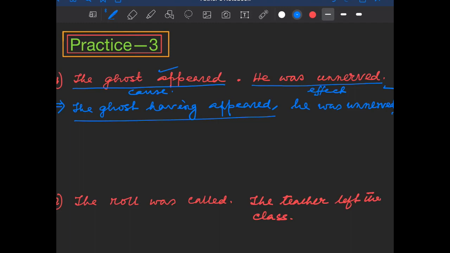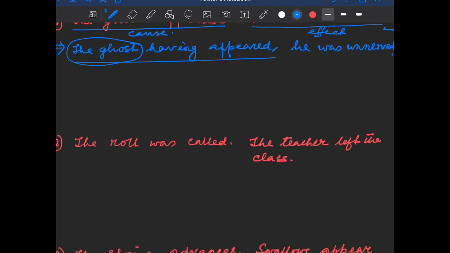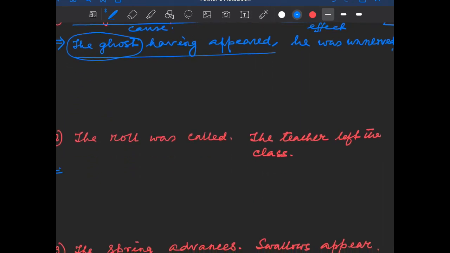This is absolute phrase and the ghost, this is a nominative, absolute nominative. This is called nominative absolute. Okay, now check your answer. Number 2. The roll was called. The teacher left the class.